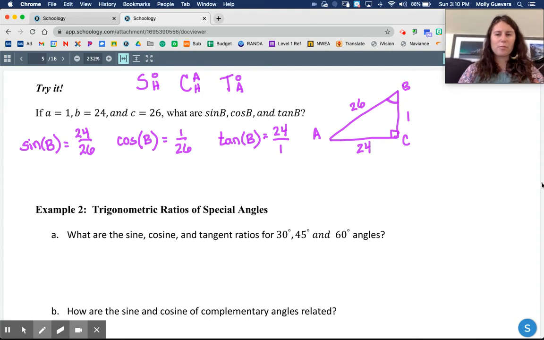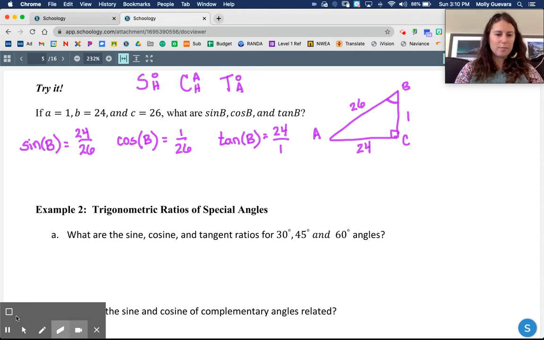Right, because side A was 1, side B was 24, and then side C was 26. I am so sorry. That's what we get for working late, huh?